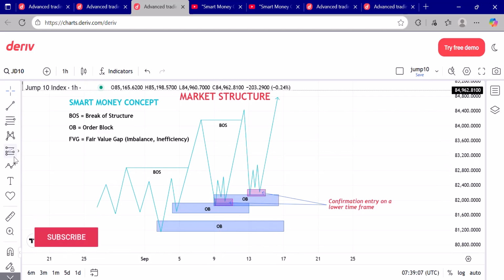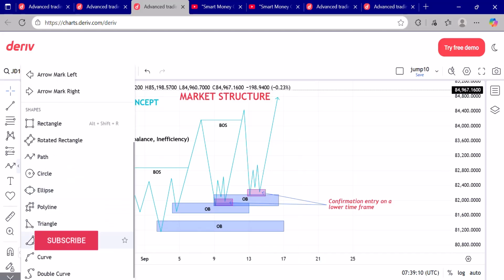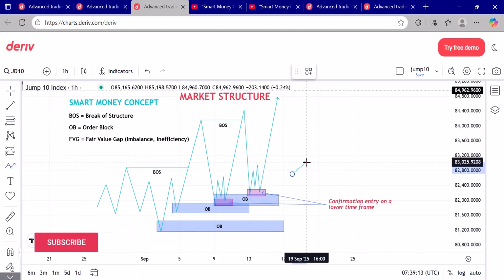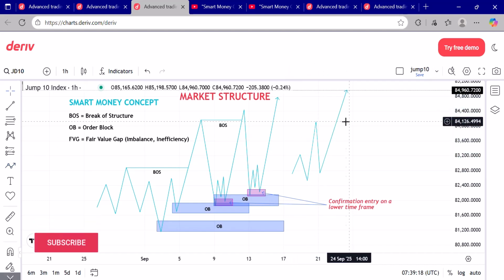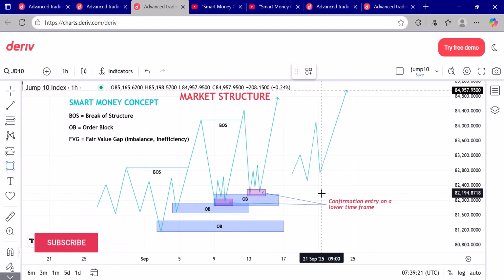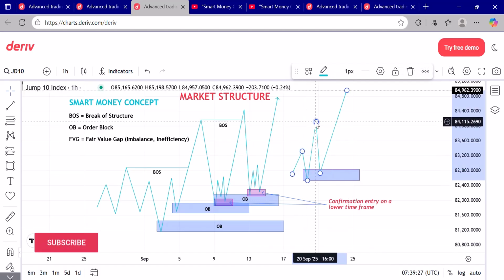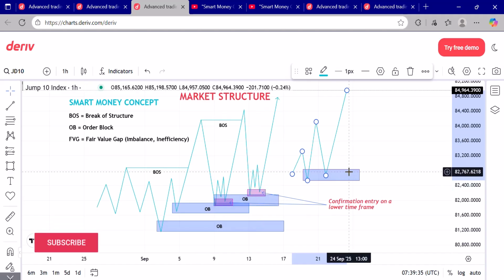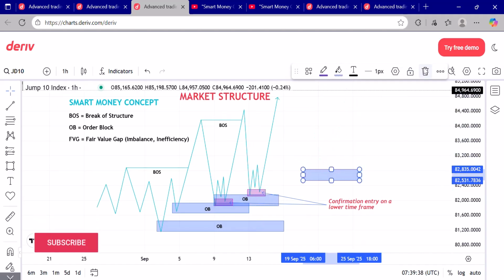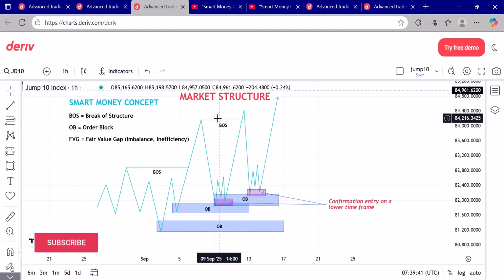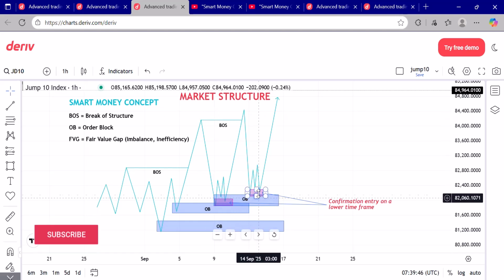Of course, for our confirmation entry, we always look for something like this: a break of structure, and then price comes in and taps into that zone, which is an order block on the lower time frame, and then it moves. That's our confirmation entry model, and that's what we saw here. Here there was also a break of structure to the upside. Price came and did the same thing, and then it went.